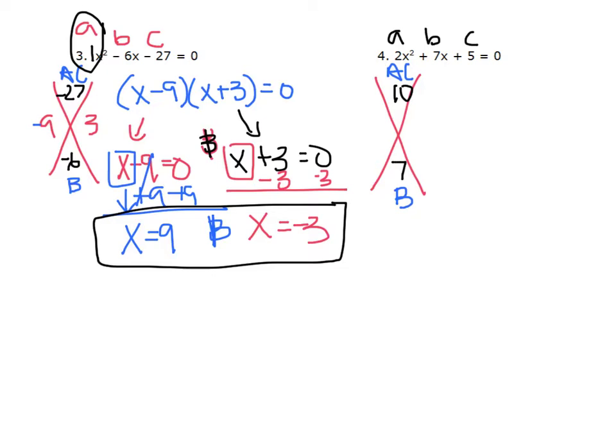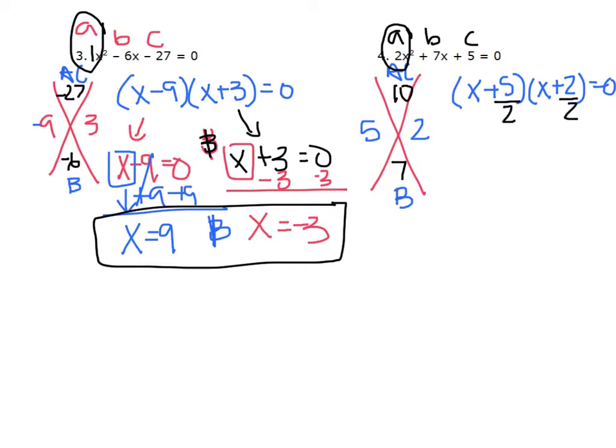Two numbers that multiply to 10 that could add up to 7 are 5 and 2. So that's what goes in my parentheses. So I have x plus 5 and x plus 2 equals 0. Take a look at our lead coefficient, which is our A value, and that's 2. So I have to divide my numbers by 2.